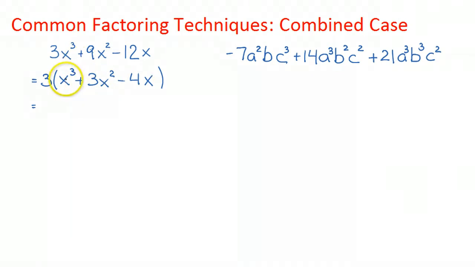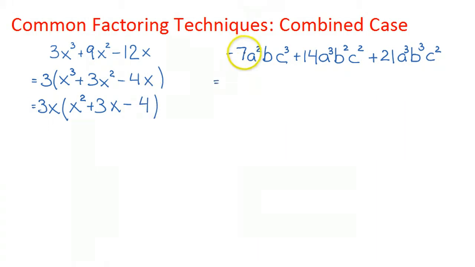So now I'm going to look at the variable part, and that's the x's. So I see I have x cubed, x squared, and x. So I can only take out x to the power of 1. So x to the power of 1 times what gives me x cubed, and that's x squared, plus 3. x to the power of 1 times what gives me x squared, and that's x, minus 4. And if I factor out the x, it becomes 1. And I'm done.